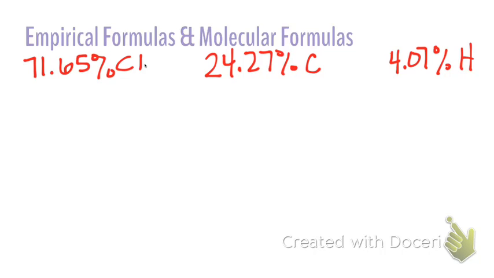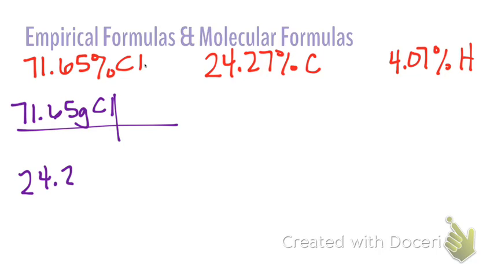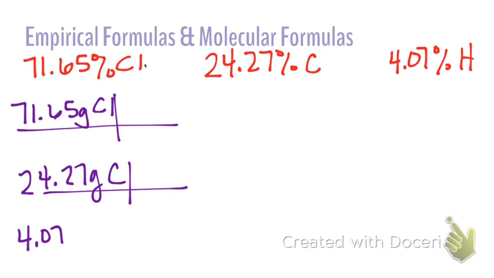Okay, so since it was given to us as a percentage to start, we have to just switch it to grams. Here's how I kind of write it out. You're going to have to convert them to moles, so I give myself some space. 71.65 grams of chlorine. Make my little T-chart. My next one's 24.27 grams of carbon. And then 4.07 grams of hydrogen.